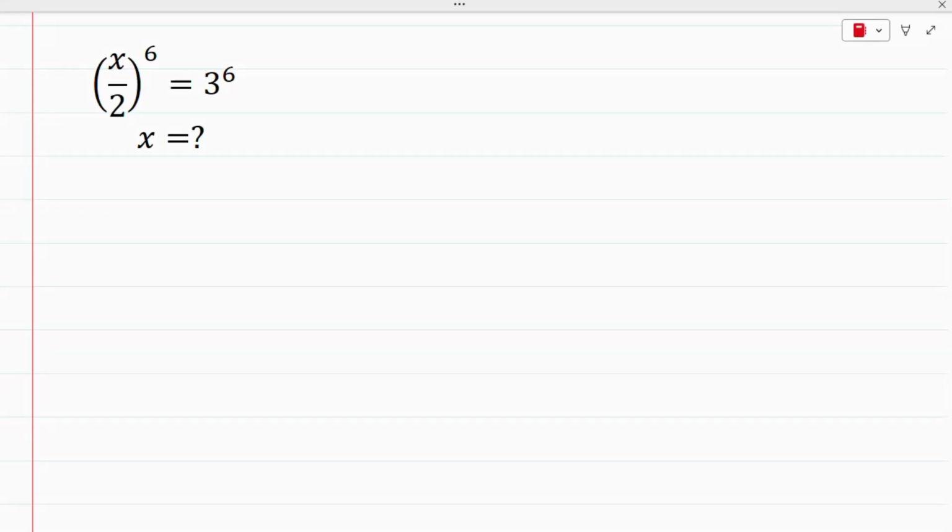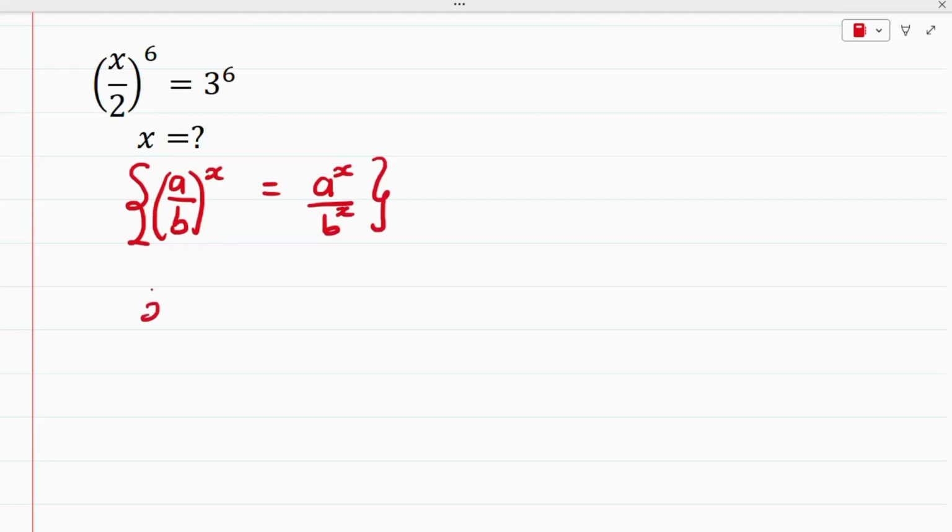So right here guys, we have this nice algebra problem and we are to find the values of x. The first thing you want to do is simply recall this property that says if we have (a/b) all raised to the power of x, this is equal to a raised to the power of x divided by b raised to the power of x. Applying this property, we have x^6 divided by 2^6 is equal to 3^6.